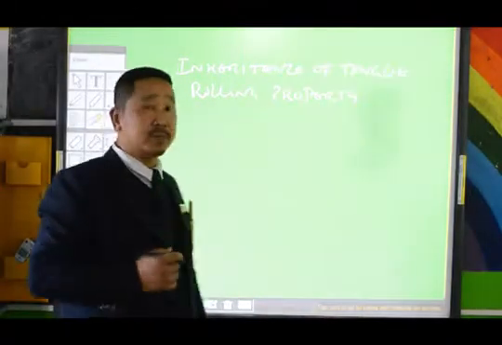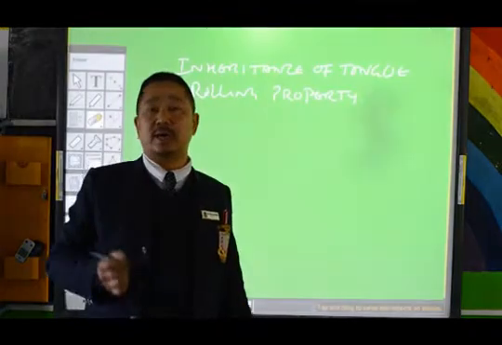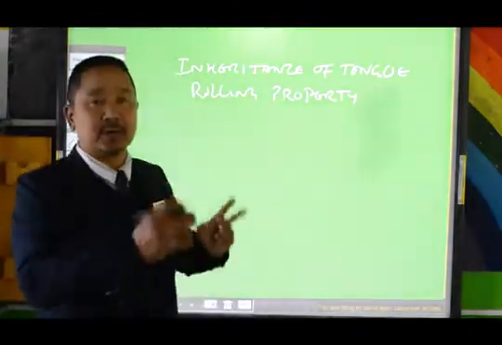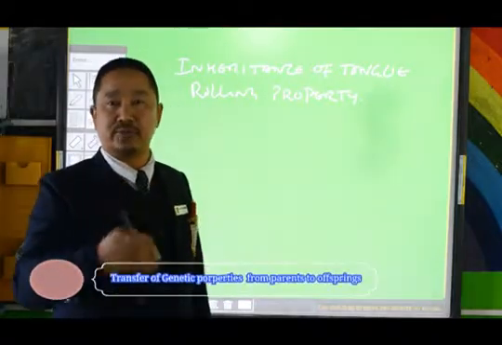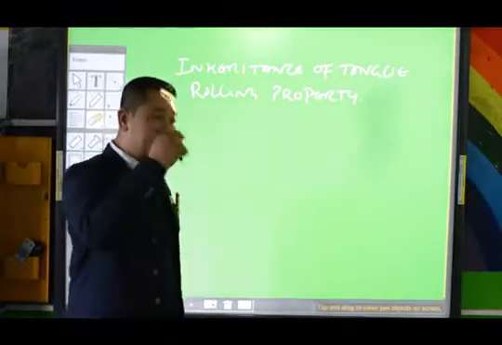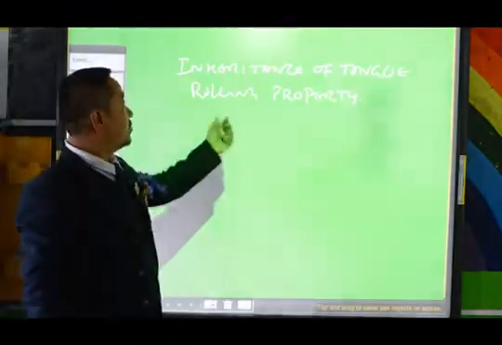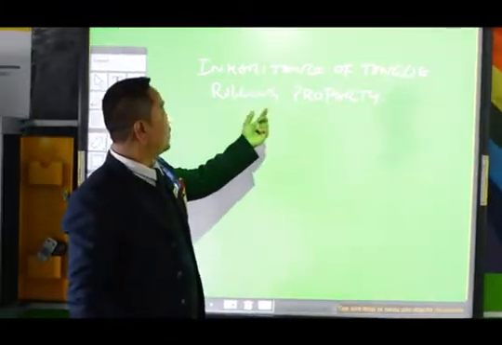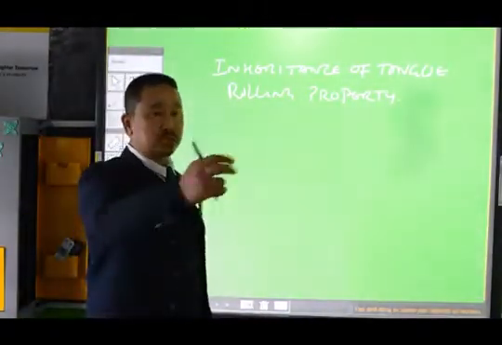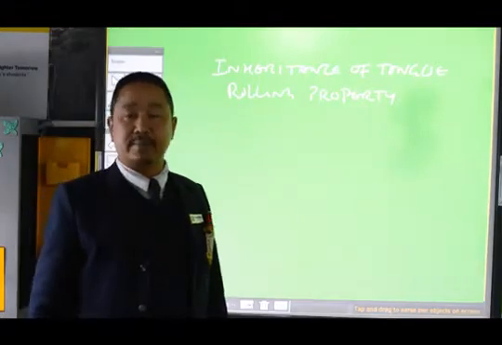Of tongue rolling property to the children. As you all know what inheritance is, it's a transfer of genetic properties from parents to offspring. So here, to make you understand in that regard, we have taken an example of tongue rolling. For this, two methods have been given out here.